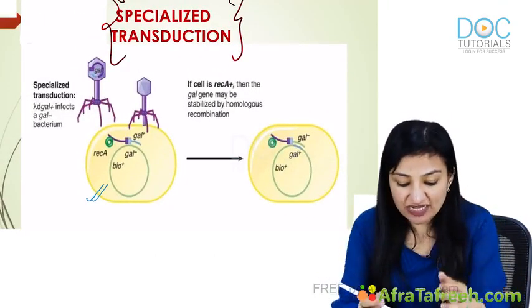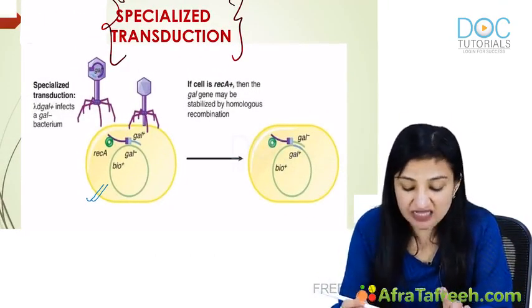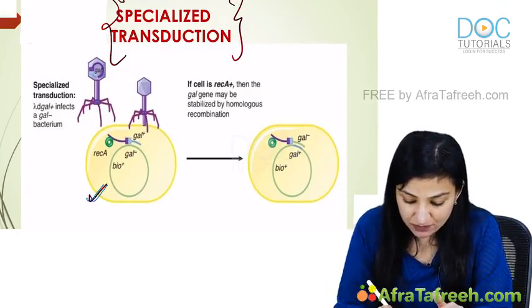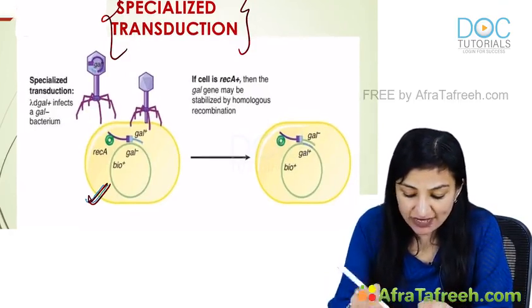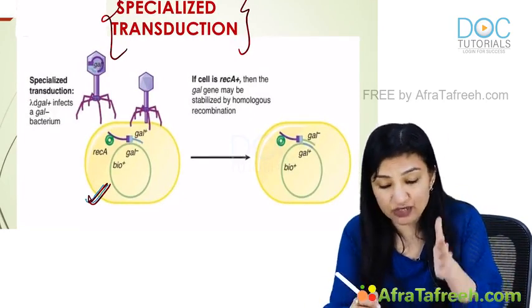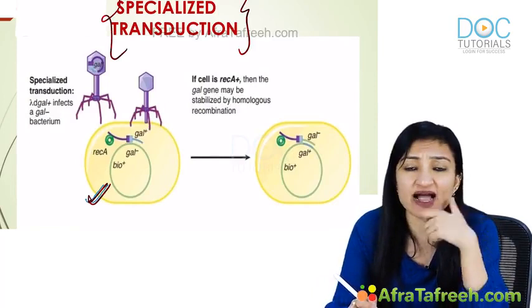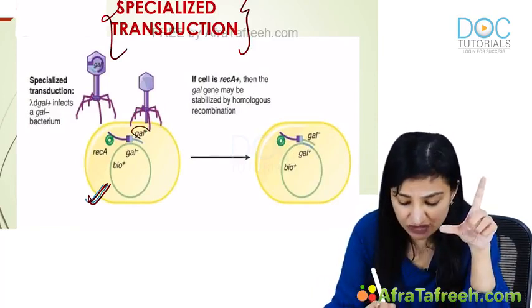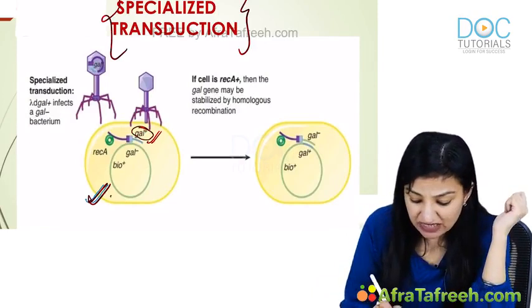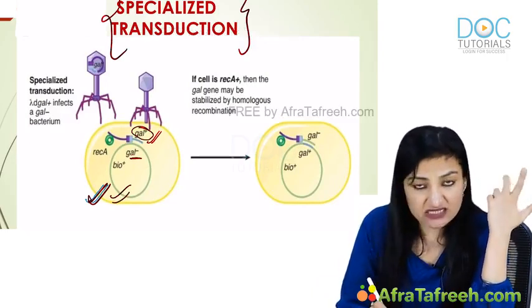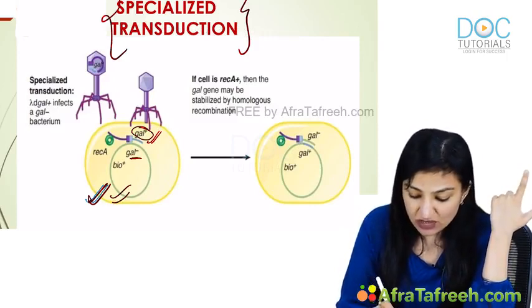Specialized transduction means that when this phage attacks this bacterial cell, the yellow one, it has injected the genome which it was carrying into this bacterial cell, and that genome had not just the purple gene but the blue color gene also. The blue color gene was the gal plus gene. All right. Now this bacterium itself is gal negative, right? It doesn't have the gene for galactose metabolism, right?